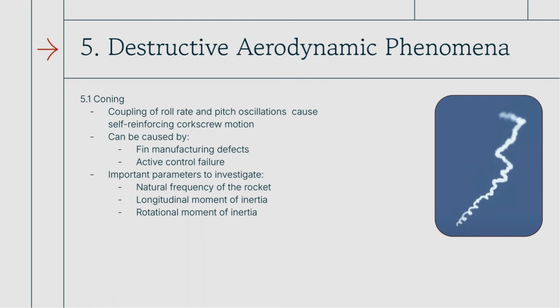So when you're designing a rocket, a few parameters that you want to look into is the natural frequency of the rocket. The natural frequency will determine oftentimes how quickly you're oscillating back and forth. And then the longitudinal moment of inertia and the rotational moment of inertia will determine also how quickly you can roll and how quickly you can pitch your vehicle. And you're going to want to make sure that those have been properly analyzed to make sure this is not something that will happen. Because trust me, this is not fun to watch.